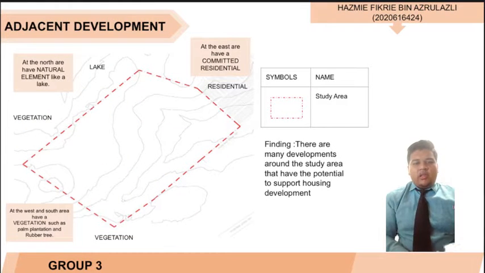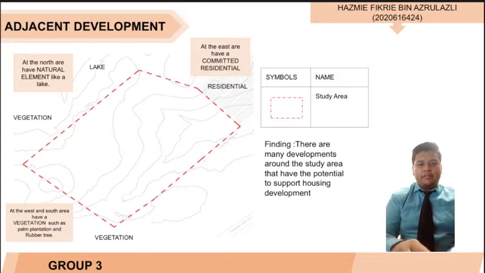Development. In the north part of the site, there are natural elements such as a lake, while in the south and west part of the site, there is an element of vegetation, that is oil palm. And in the east part of the site, there is a housing area that is being developed. The finding for this analysis is there are many developments around the study area that have the potential to support housing development.